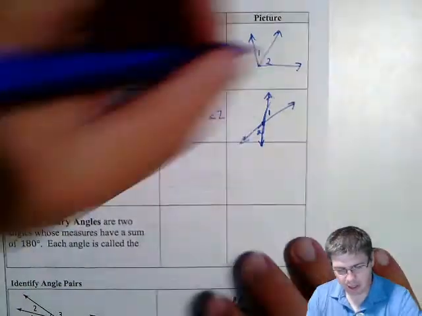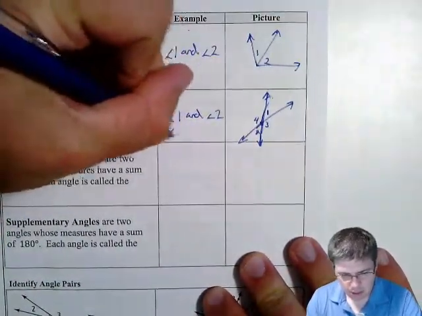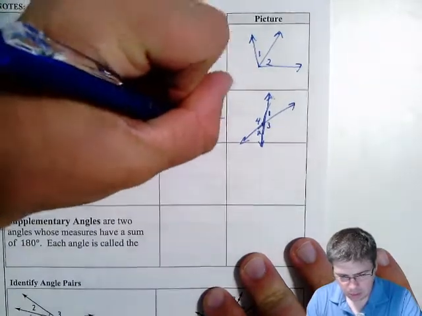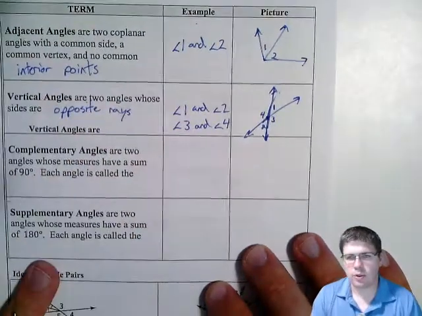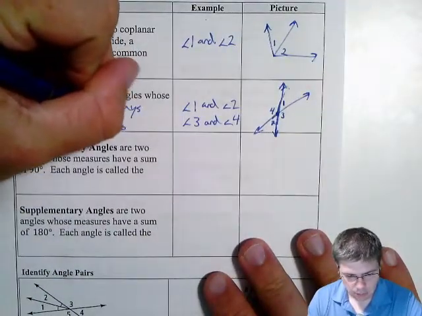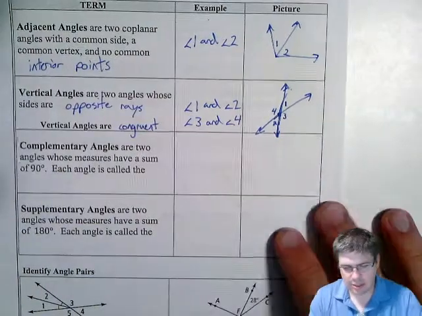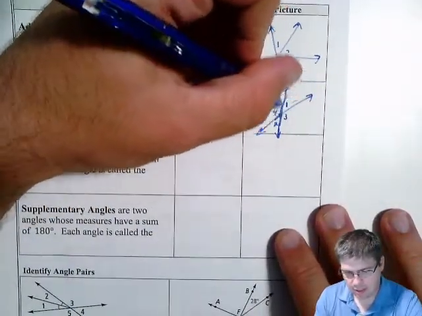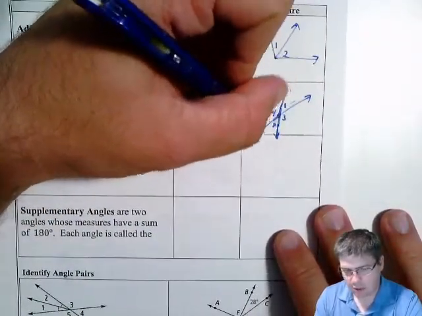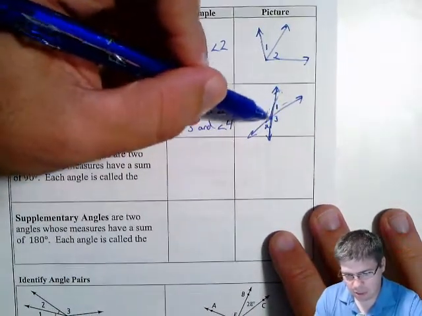But there's another pair here. If I label this 3 and 4, angle 3 and angle 4 are also vertical angles. A key feature of vertical angles is that they are congruent, which means that the measure of those angles is the same. This angle has the same angle measure as that vertical angle, angle 2. Angle 3 would have the same measure as angle 4.